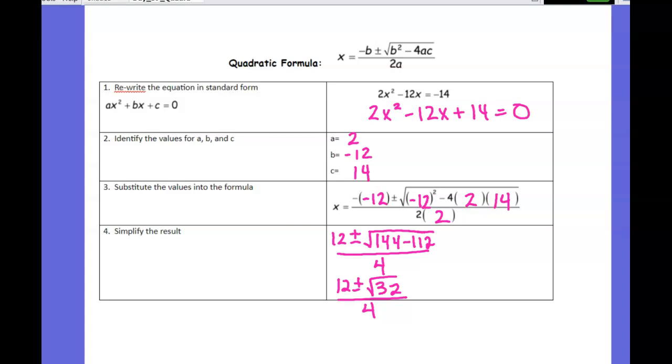This is where the plus or minus comes in. The square root of 32 is not a perfect square, so we're going to round and just use the number 5.6. The square root of 32 is between 5 and 6, or it's about 5.6. But it's positive and it's negative.